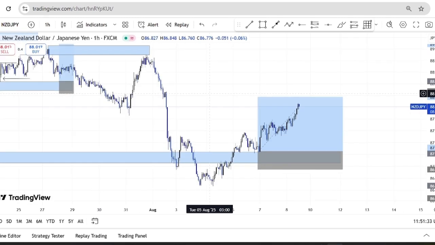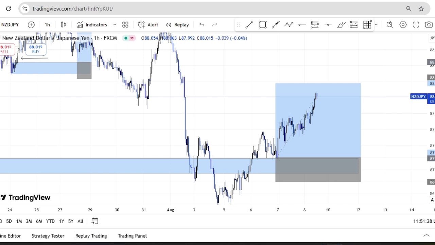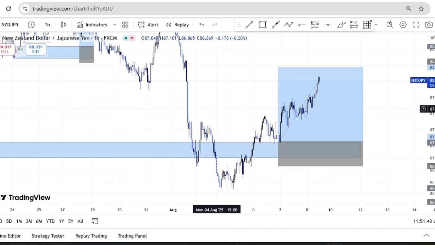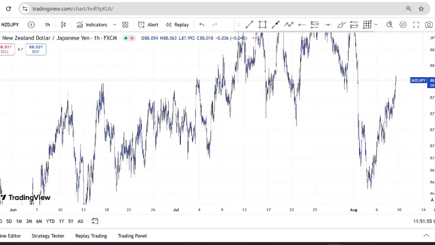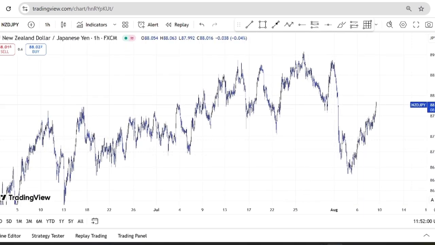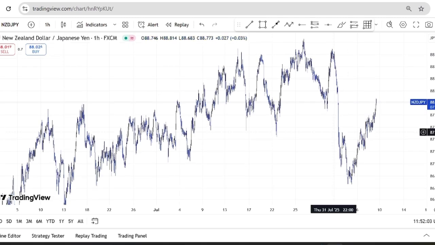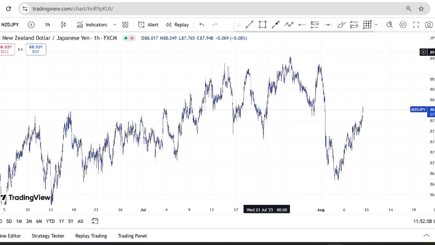All right. So this is NZDJPY. After the break even, I see the trade is running in the desired direction. So let's take out everything and see the trade idea behind this particular trade. Here we are on the 1 hour. I'll be looking at the most recent price action to explain the reason behind this particular trade.